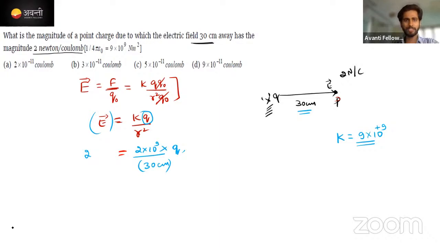Blue color, is it visible? Yes, okay. 30 सेंटीमीटर इधर लेते हैं मैंने. Then 2 into 30, this is square. Printing mistake, okay? Square है. Don't forget this one. Into 10 to the power of minus 2 whole square.